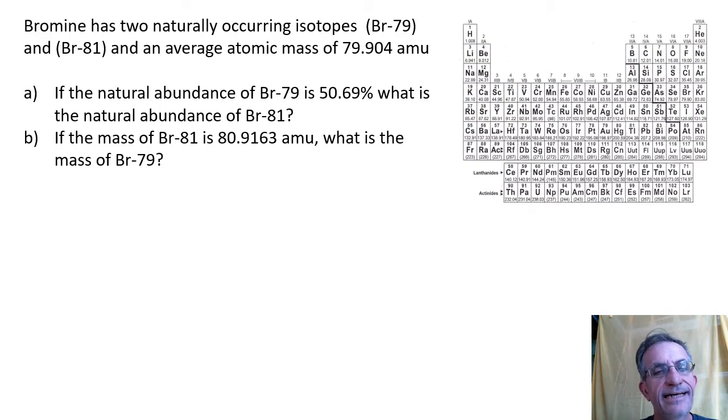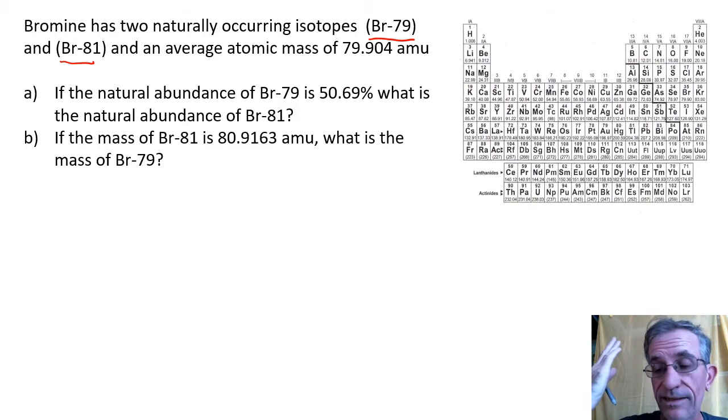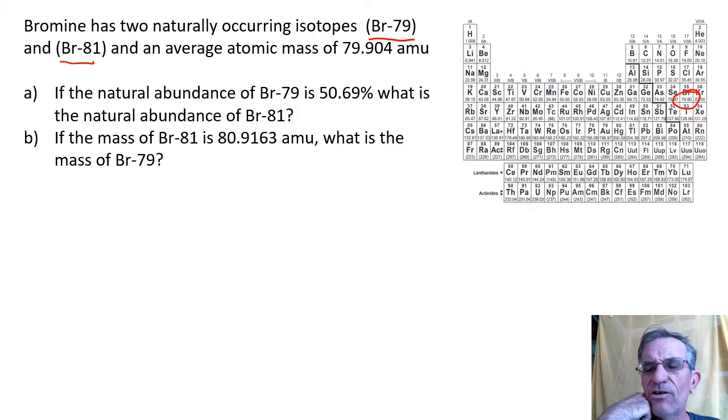So it says bromine has two naturally occurring isotopes. So there's two forms of bromine. One of them is bromine 79, and the other one is called bromine 81. They're also telling me the average atomic mass of bromine is 79.904. Even if they didn't tell me that, I would know, because it should be what we see underneath bromine on the periodic table. Your periodic table maybe has one less digit, but basically it's the same number.